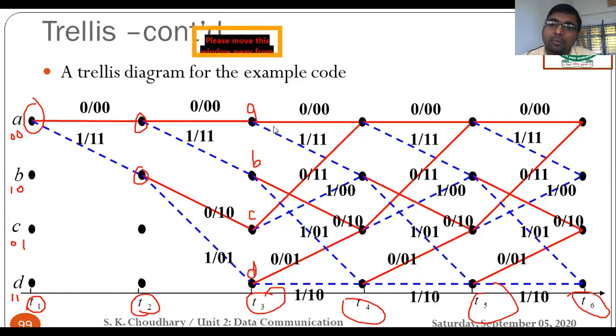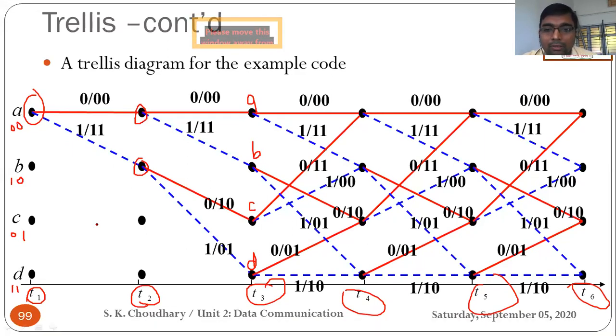From A there are only 2 possibilities. Either you go to A or B. There is a fixed possibility of the output. If the input is 0, the output would be 0 0. If the input is 1, the output would be 1 1. So this is a fixed pattern. Similarly, when you are at B, there is a fixed pattern that you have the output 1 0 and 0 1 depending upon the type of input, and you would enter C and D.